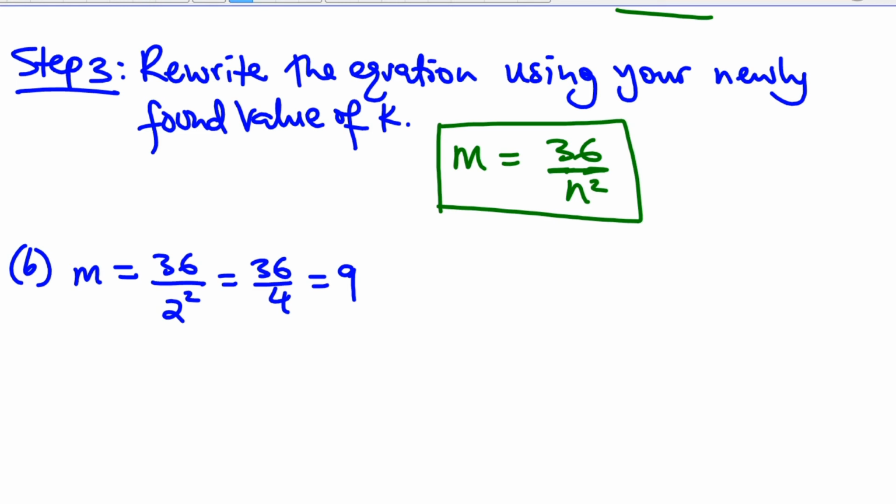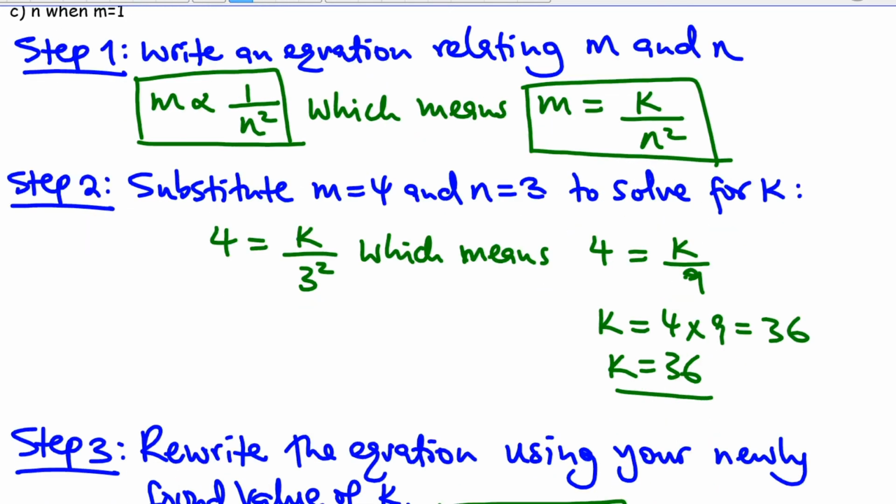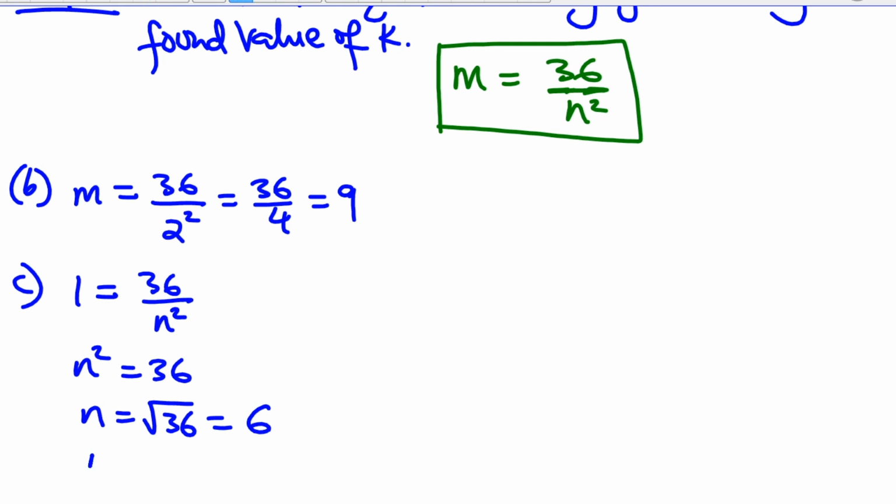And then for C, we have the value of n when m is equal to 1. So we have 1 equals 36 over n squared. Now, the opposite of dividing by n squared is multiplying by n squared. So we have n squared is equal to 36. The opposite of squaring n is square root. So n is equal to the square root of 36, which is 6. So n is equal to 6.